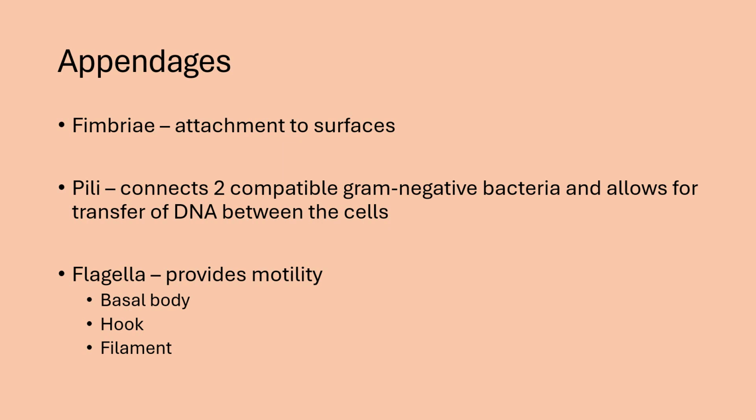There may be appendages. Once again, not all cells have this. Fimbriae help attach to surfaces. Fimbriae usually are completely surrounding the cell. Pili, they will connect, it's usually just one tube, connecting two compatible cells. They're only found in gram-negative bacteria.